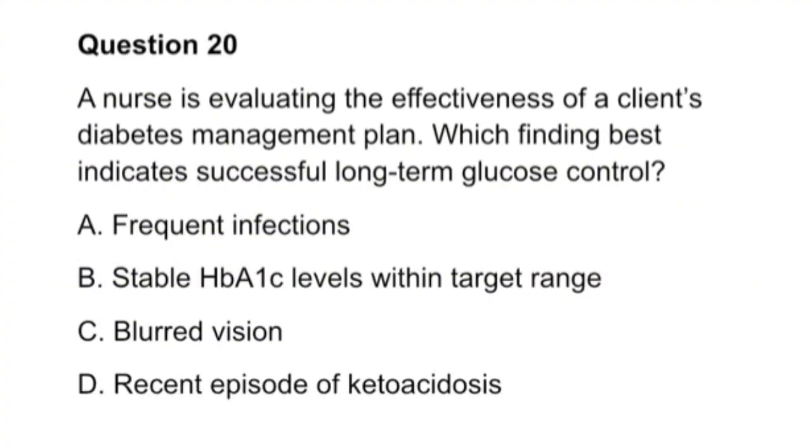Question 20. A nurse is evaluating the effectiveness of a client's diabetes management plan. Which finding best indicates successful long-term glucose control? A. Frequent infections. B. Stable HbA1c levels within target range. C. Blurred vision. D. Recent episode of ketoacidosis.